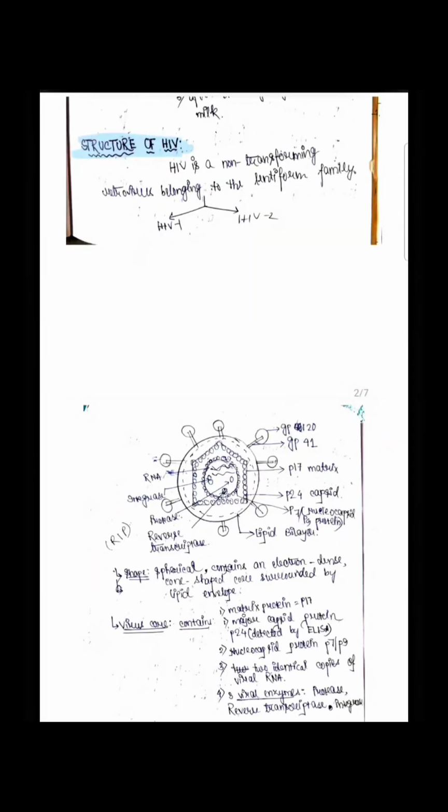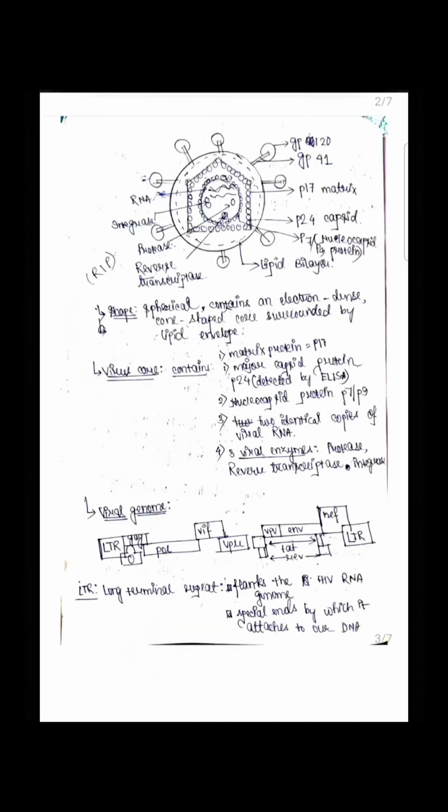Now let's begin with today's topic, that is the structure of HIV. We have already given an overview in the first lecture, but today we will know it in detail. Let's revise some facts. HIV is of two types, HIV1 and HIV2. It belongs to the retrovirus family and its genus is lentivirus. Okay, now we will go for the details.